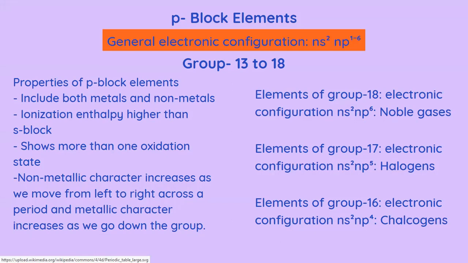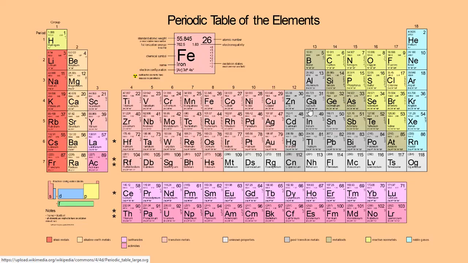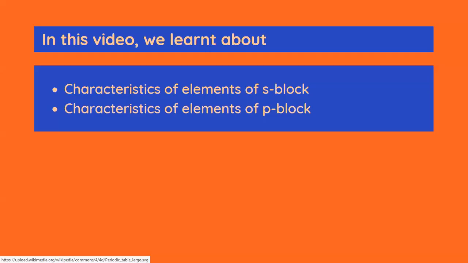Non-metallic character increases as we move from left to right across a period, and metallic character increases as we go down the group. So again, there is a reason for this. We will discuss that in a later video. But the non-metallic character, as we notice, it goes from metals to non-metals, so it's increasing. Whereas as we go down the group, the non-metallic character will decrease. So with that, we finish the characteristics of the elements of s and p block.